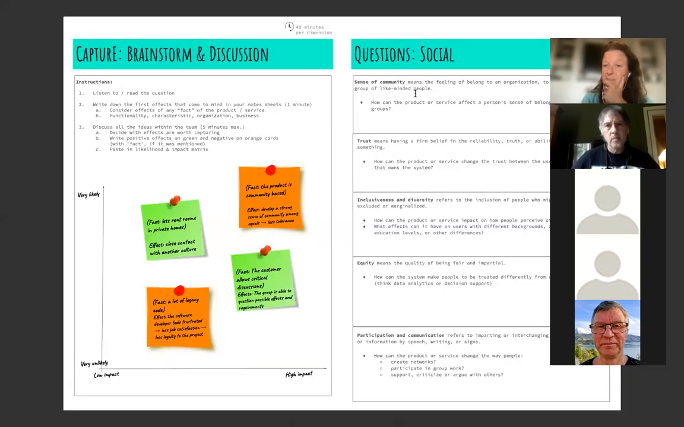So coming to the social questions, the first one is around the sense of community. So the idea is we have 5 dimensions of sustainability: social, individual, technical, environmental, and economic. And the first one for the social is sense of community. So it means the feeling of belonging to an organization, to a group of like-minded people.